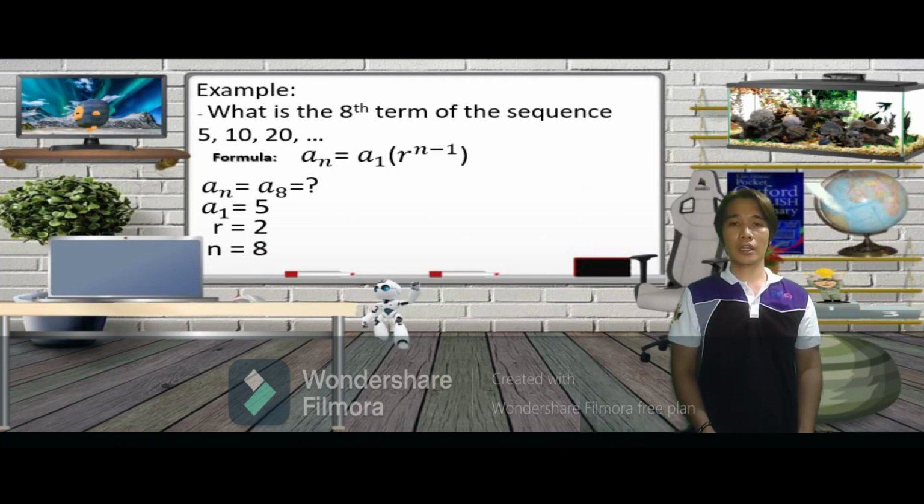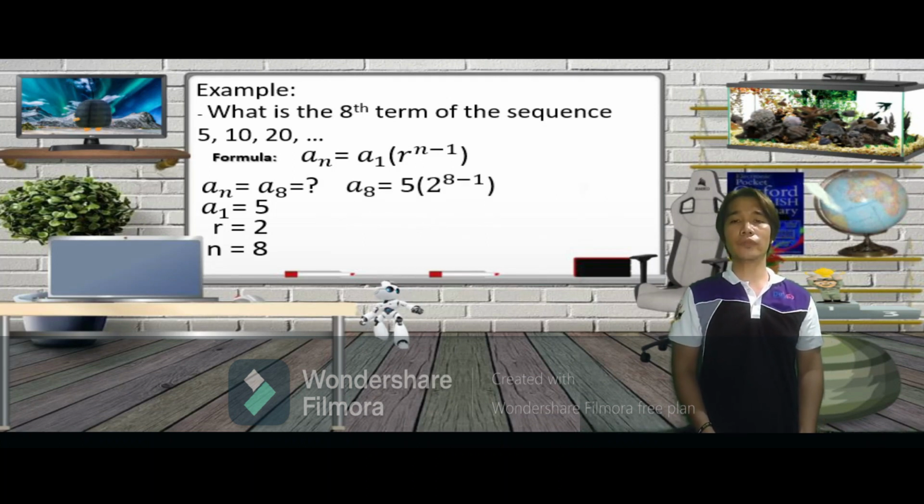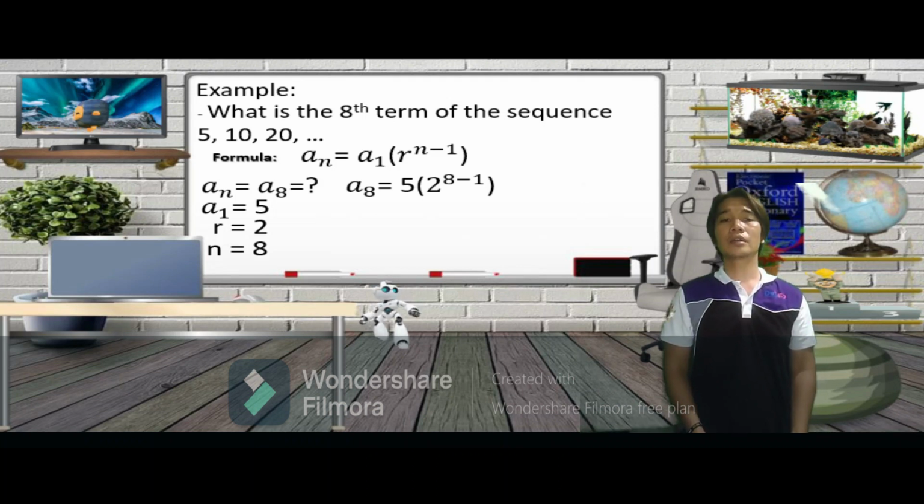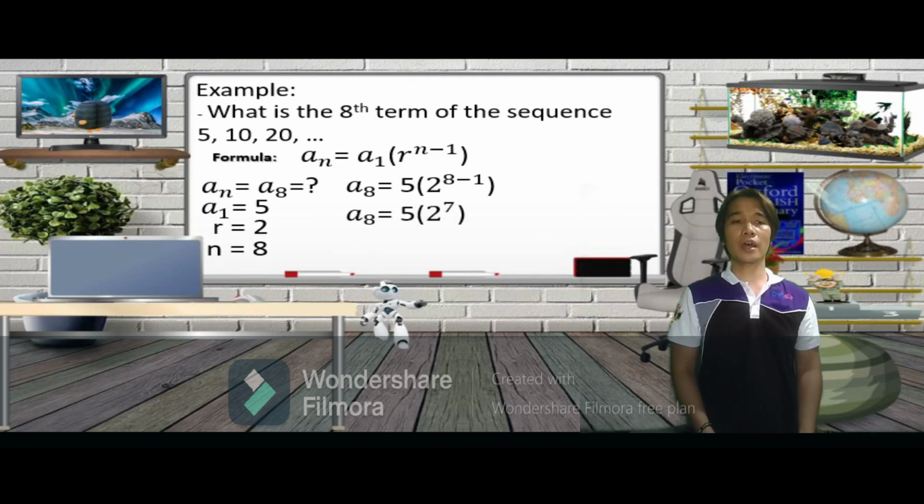So let us now substitute the value. We have a sub 8 is equal to 5 multiplied by 2 raised to 8 minus 1. Again, let us first subtract the exponent. So we have a sub 8 is equal to 5 multiplied by 2 raised to 7.